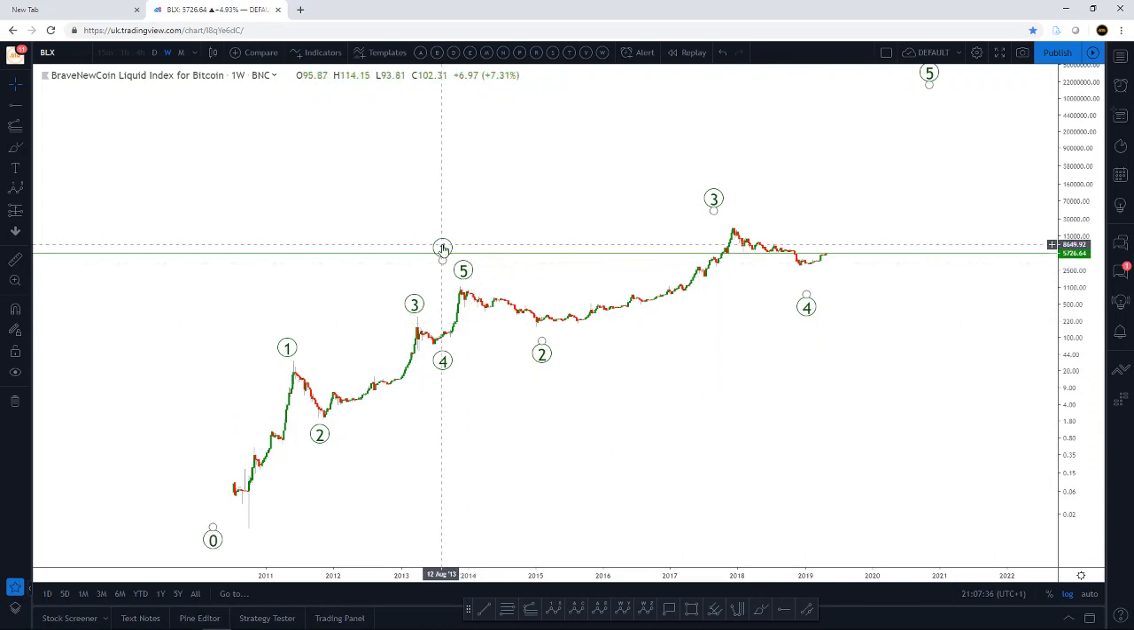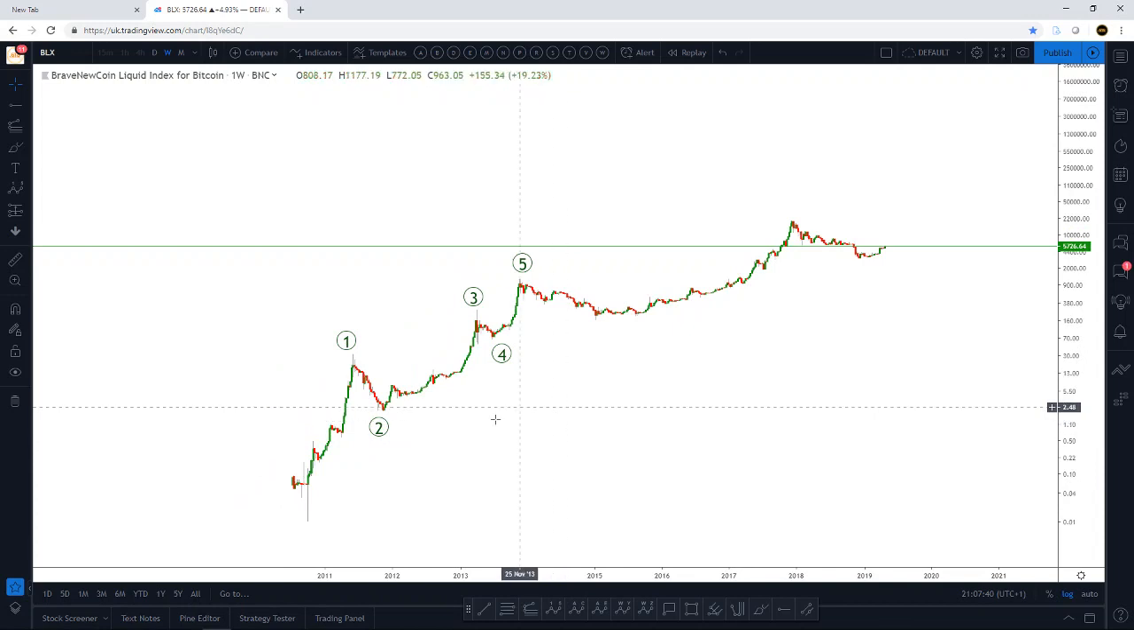So let's just tidy up the chart a little bit. As I say, this is my preferred count. I think I've made that quite clear why this is my preferred count. This is a parabolic move up to here. It's consisting of 5 waves. I don't think it should be ignored. So this is our wave 1, 2, 3, 4, and 5.